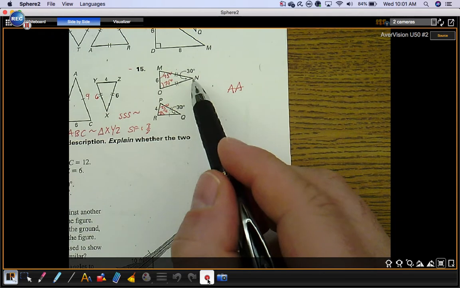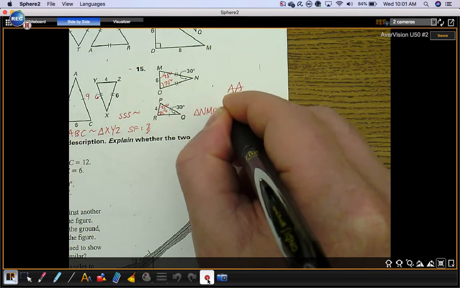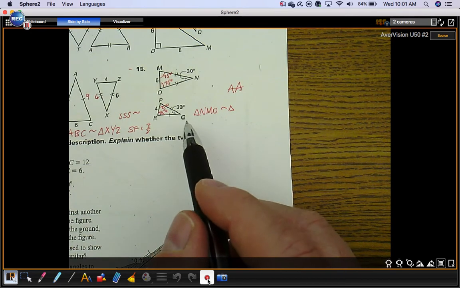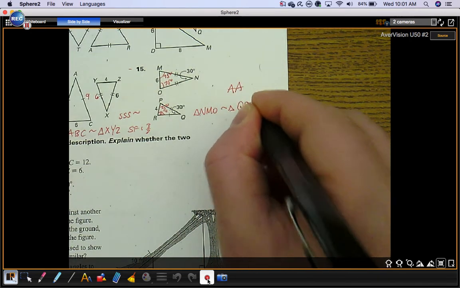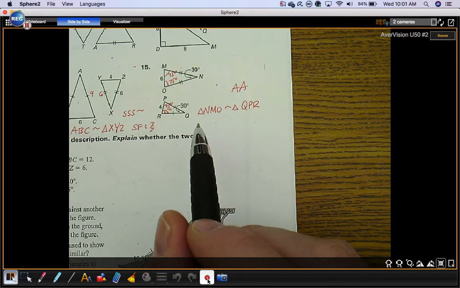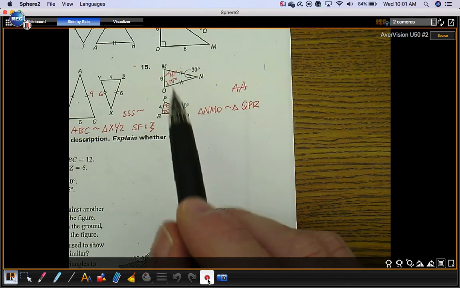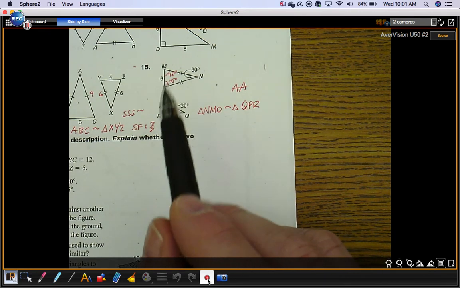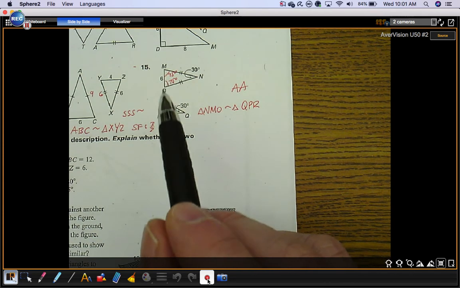So we'll call it triangle NMO, similar to triangle QPR. Again, you have some flexibility there because they're both isosceles. Now, what's the scale factor? Well, you can't determine that from the angles, but you could from the sides. Okay, so we do have one pair of corresponding sides. 6 to 4 is the same thing as 3 to 2.